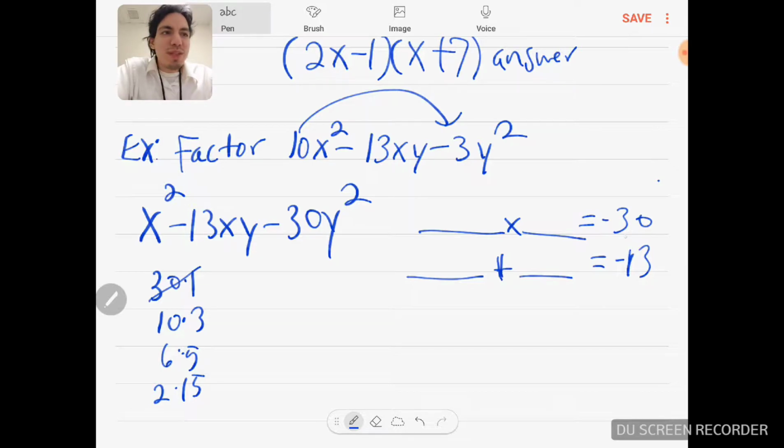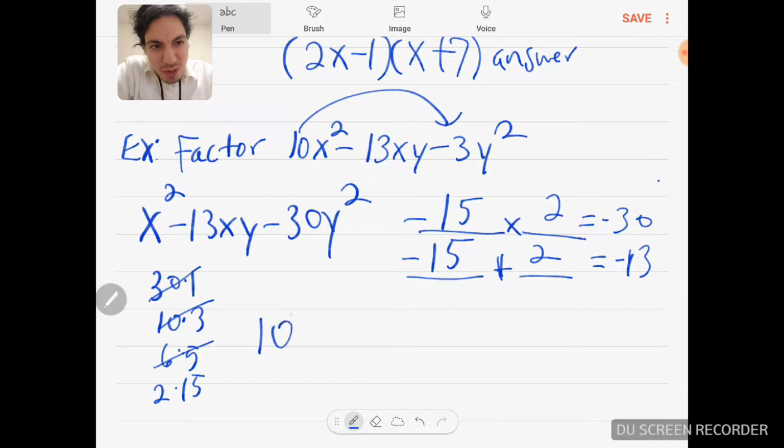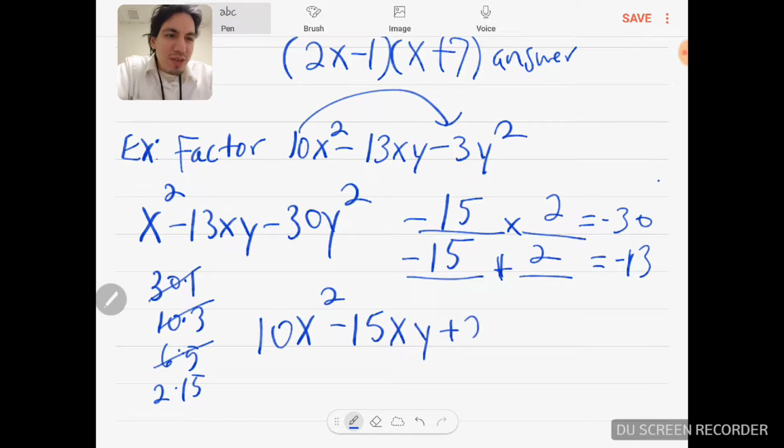But the reason why it doesn't work is because if I make one positive and one negative, no matter what, I'm going to get 7x in the middle. So that doesn't work. 6 and 5 doesn't even give me 13. So 2 and 5, or in this case 15 and 2. When I make 2 negative, actually no, we want 15 to be negative because we want it to be negative when we add them. So now we go back to our original equation, 10x squared minus 15xy plus 2xy minus 13y squared.